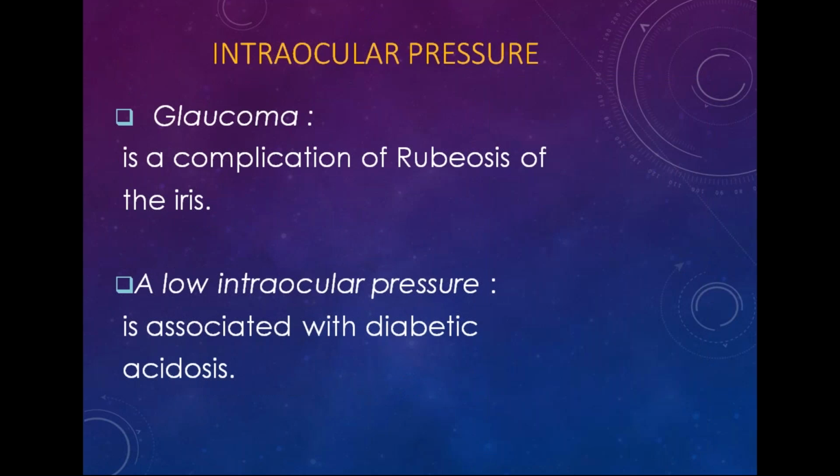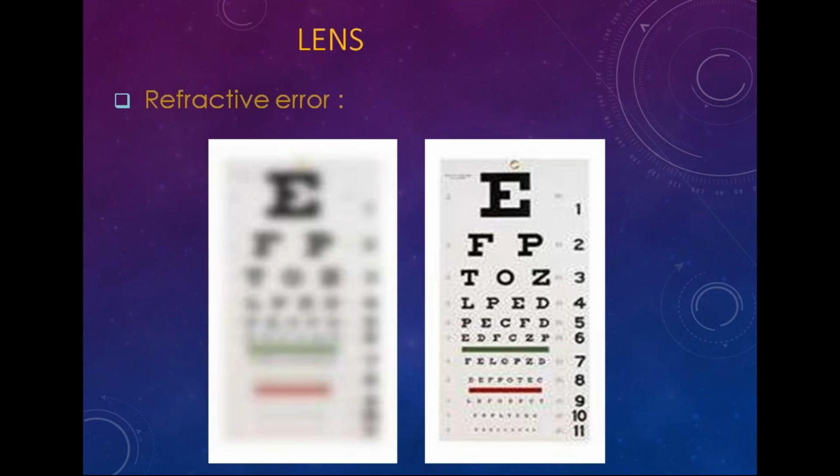Glaucoma is a complication of rubeosis iridis. I already told you rubeosis iridis leads to zipper angle closure formation, leads to rise in intraocular pressure and neovascular glaucoma.